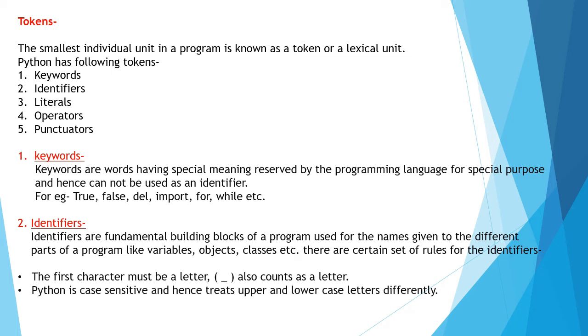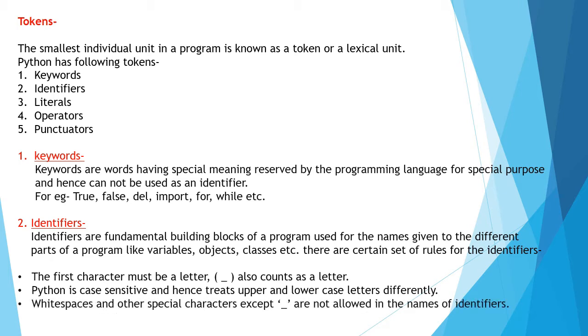Second thing is, as you know, Python is a case sensitive language, so small letters and capital letters are different terms for the Python interpreter. If you write a is equal to 5 with a in small case, and in the next line you write capital A is equal to 5, then small a and capital A are regarded as different variables by the Python interpreter. So be very careful with this: Python is a case sensitive language, and hence upper case and lower case letters are treated differently by the interpreter.